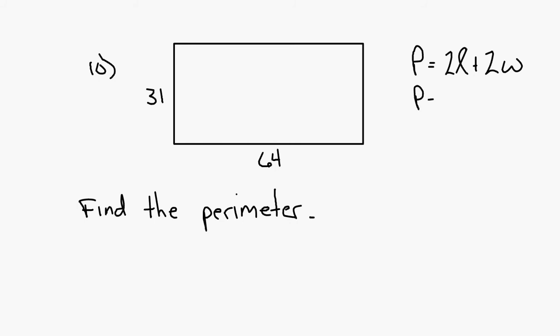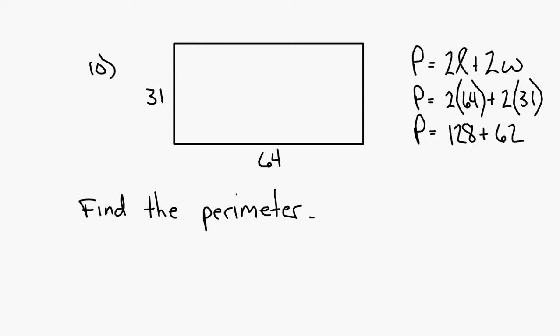So the perimeter is equal to 2 times 64 plus 2 times 31. 2 times 64 is 128. 2 times 31 is 62. Perimeter of that shape is 190.